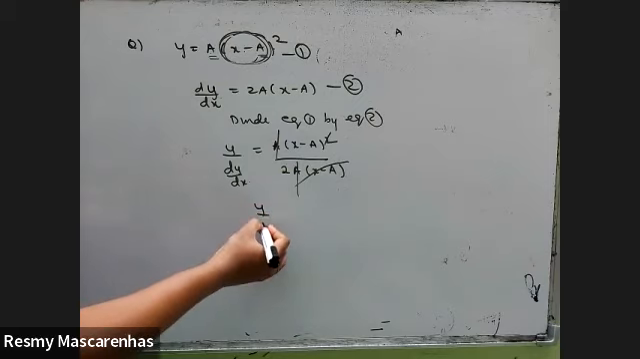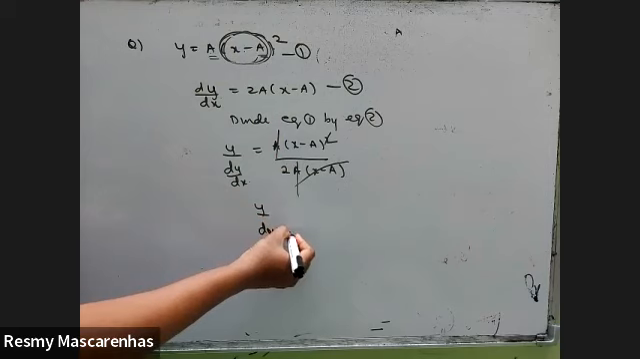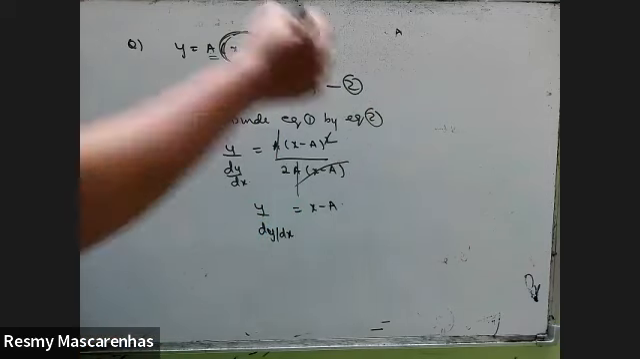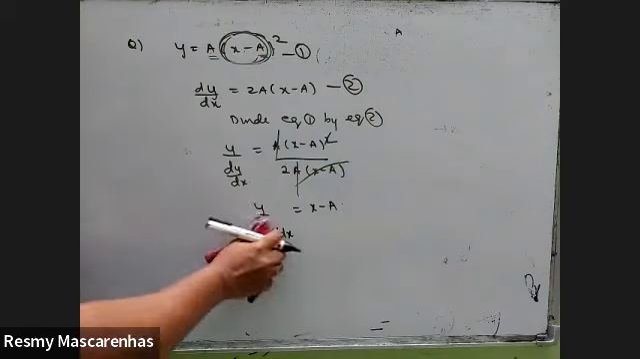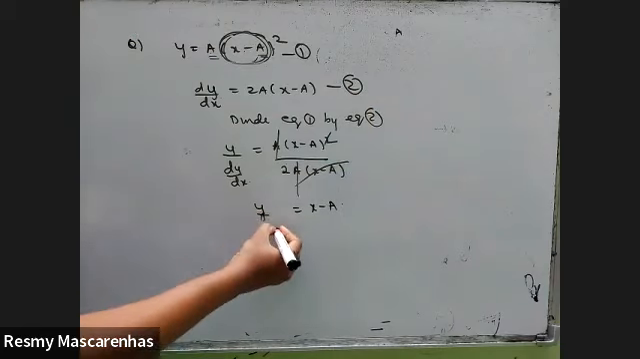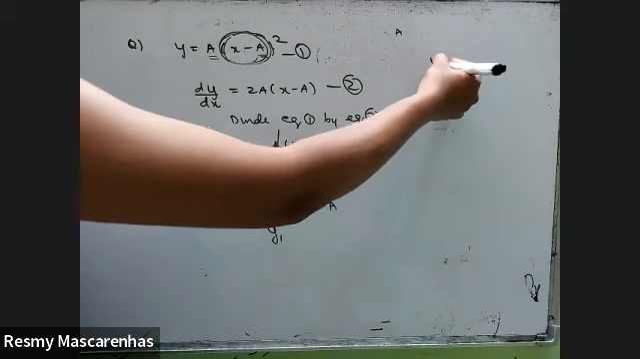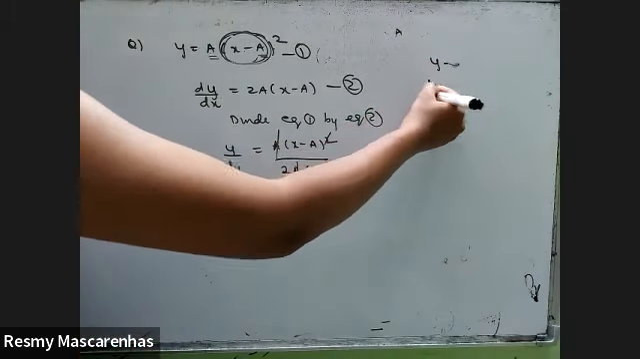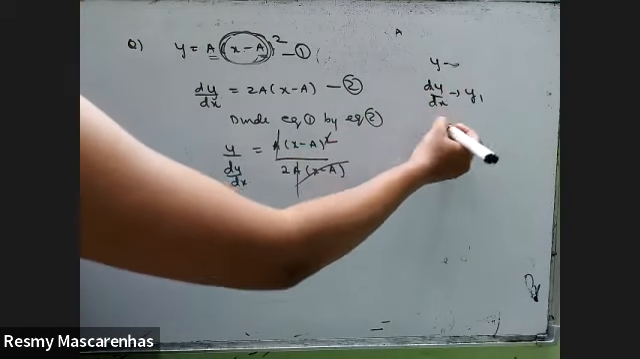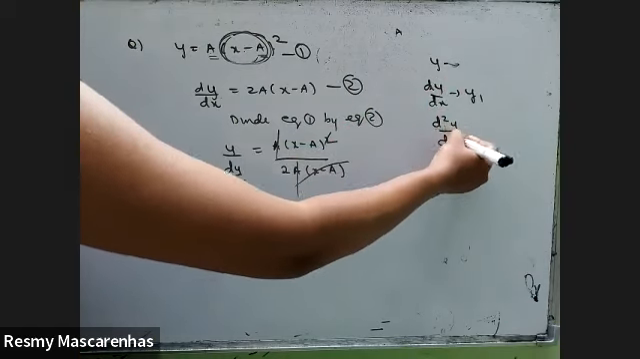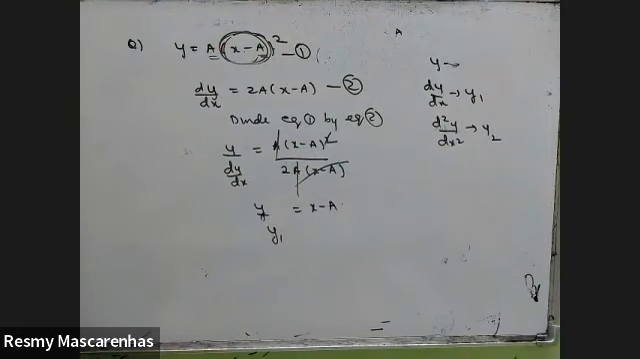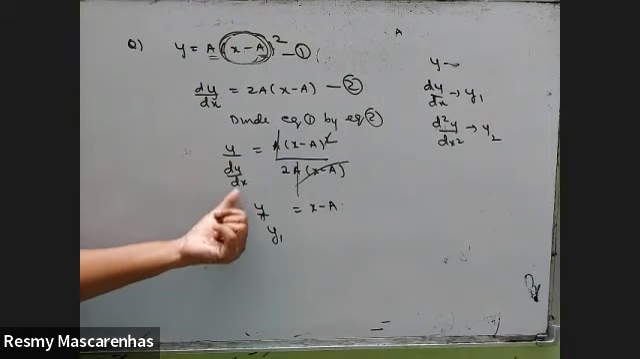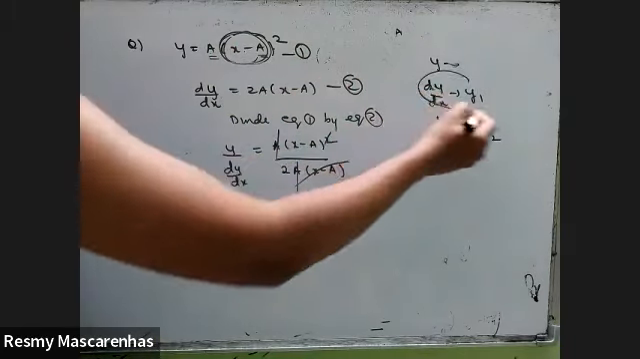So y upon dy by dx is equal to x minus a. Instead of using dy by dx, I'll use y1. It becomes easier to solve then. We know that dy by dx can always be written as y1, d square y upon dx square is written as y2, and the third derivative can be written as y3. So instead of dy by dx every time, I just use this. It becomes easier.